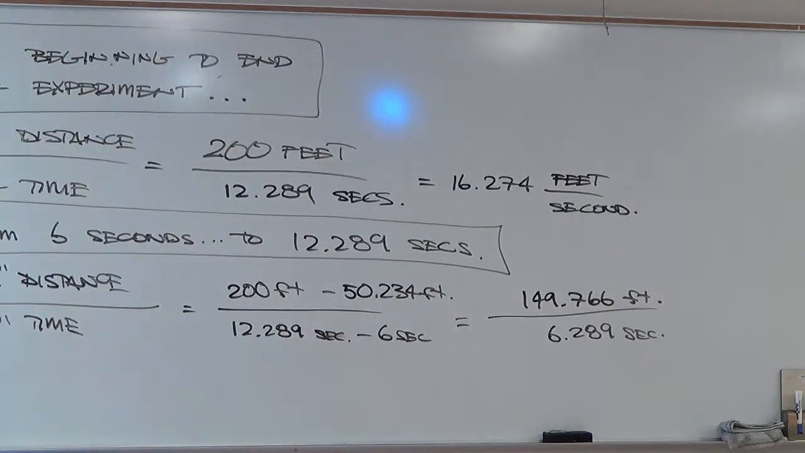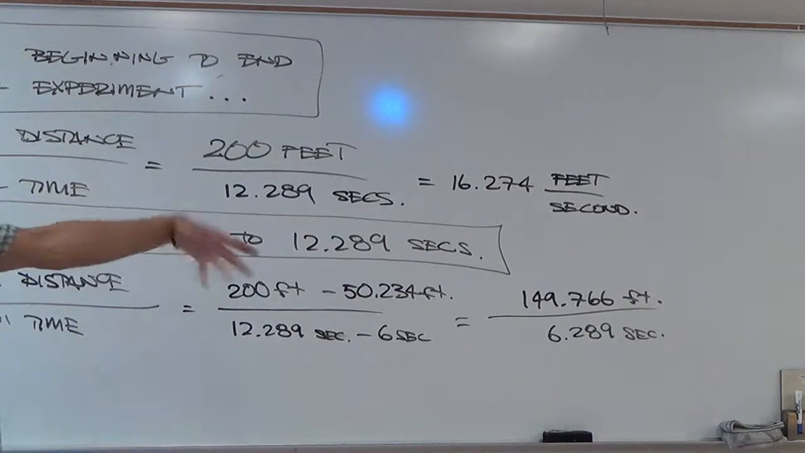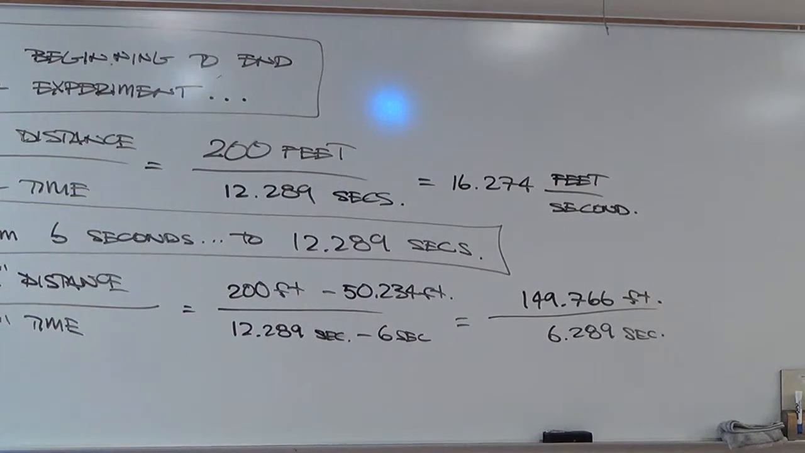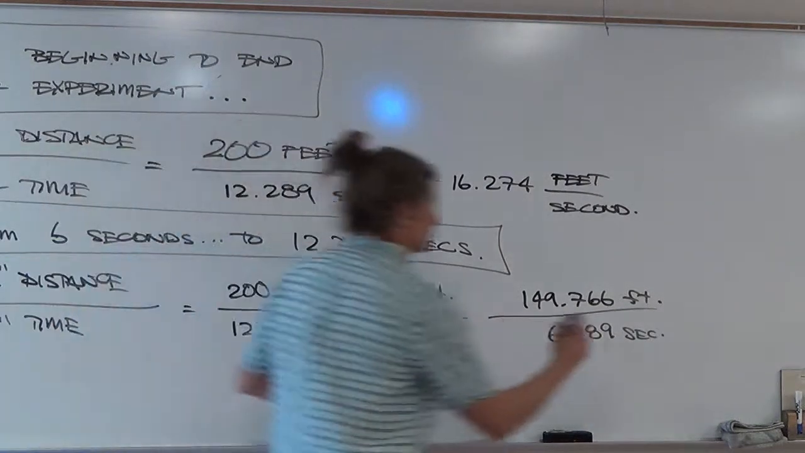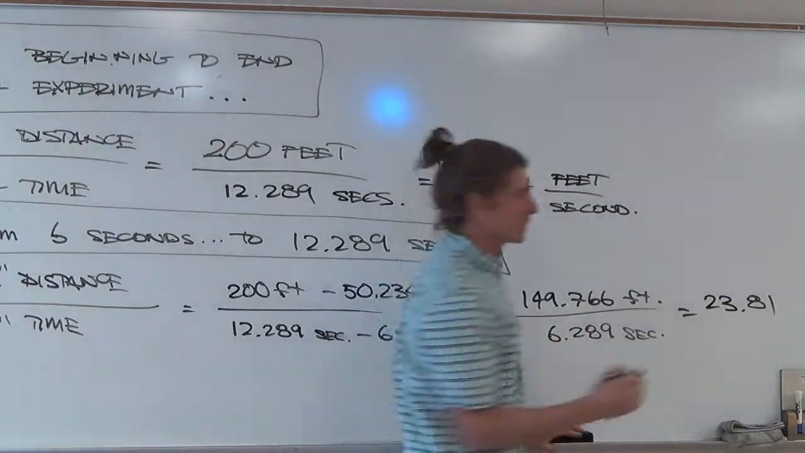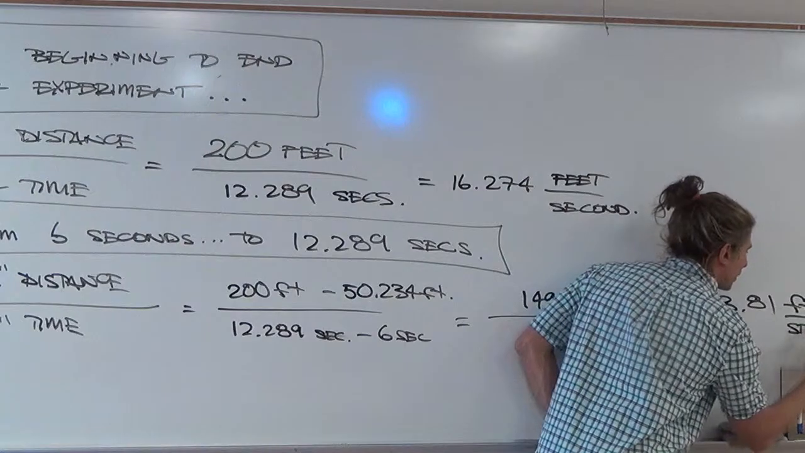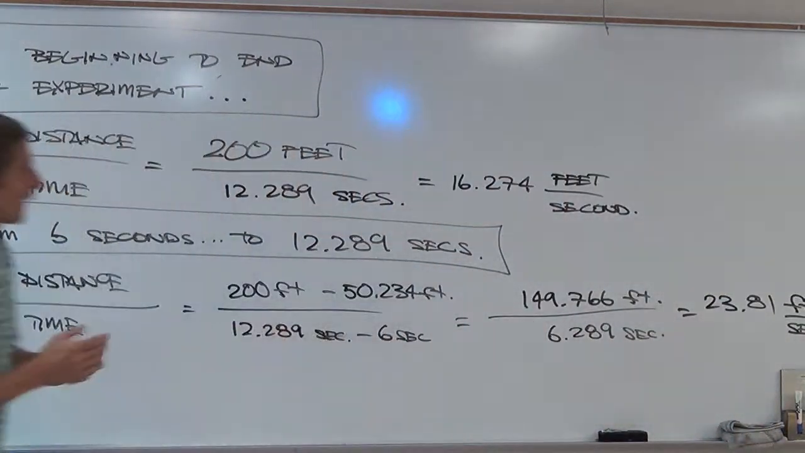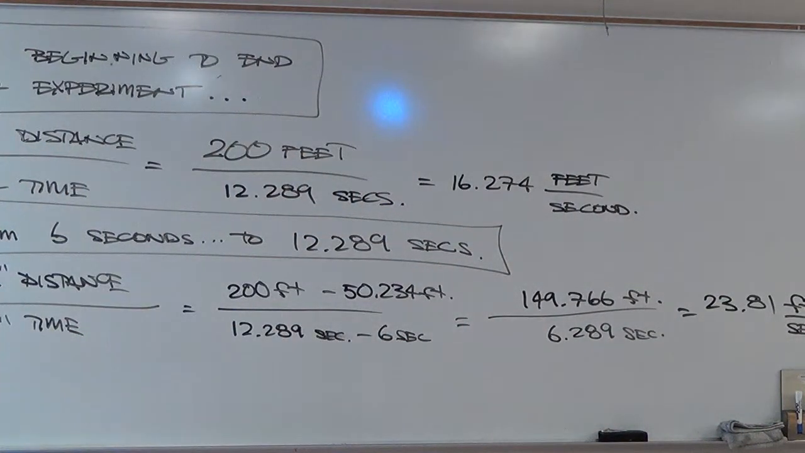What's that come out to be, friends? If you were to divide 149.766 feet by 6.289 seconds, what do you guys end up with? 23.81. 23 feet per second. Oh, thank you for that. Feet per second. Roughly 50% faster than I was before. Now, what is that? More accurate.